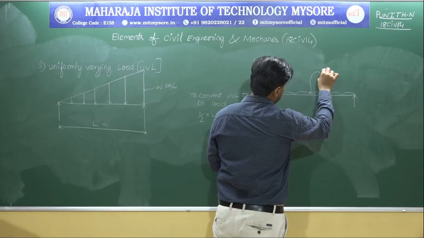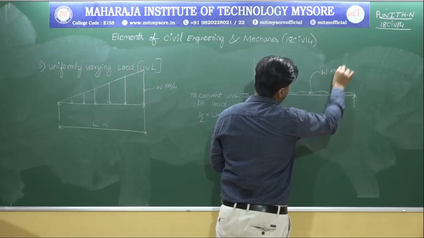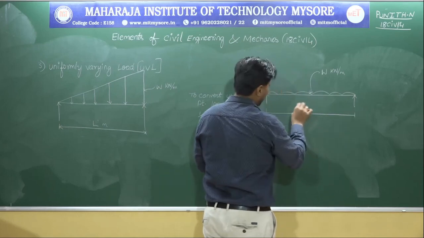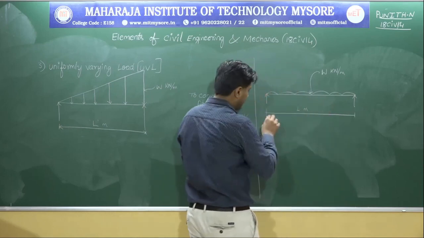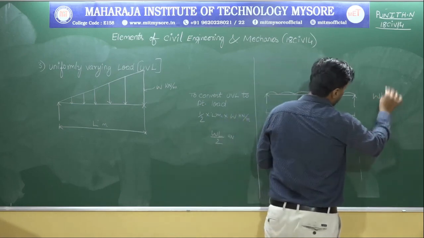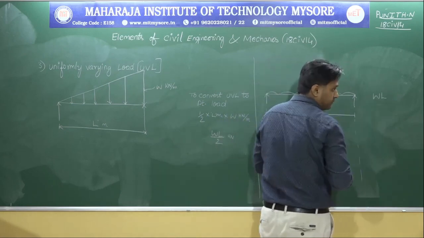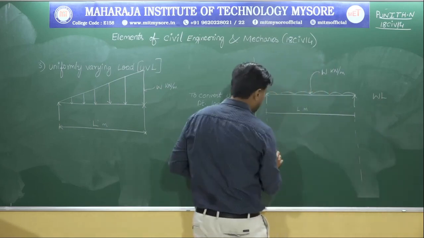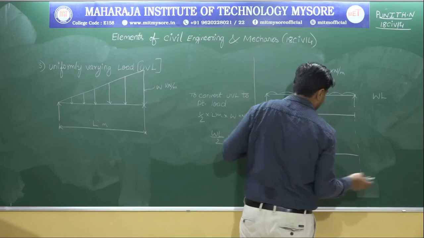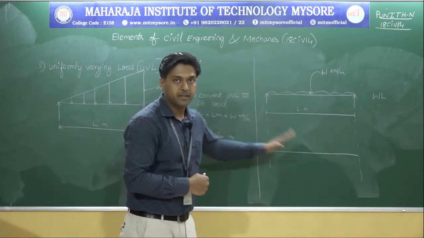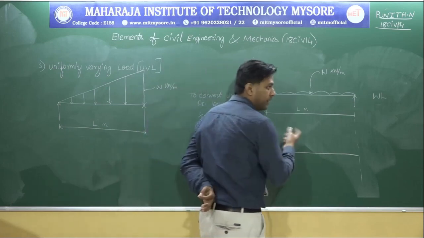So this was W kilonewton per meter, and I have considered it as an L meter span. How to convert this UDL to point load? It's W into L is the formula to convert. After converting this UDL to point load, where does that point load act? I forgot telling this particular diagram, so that's why I am doing it again.